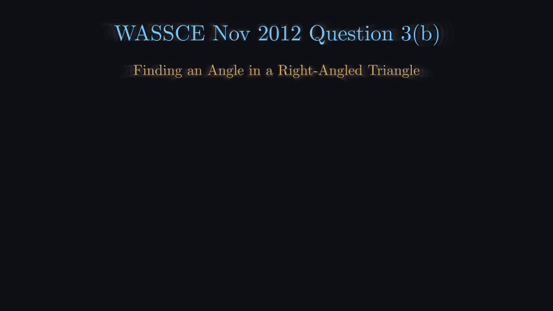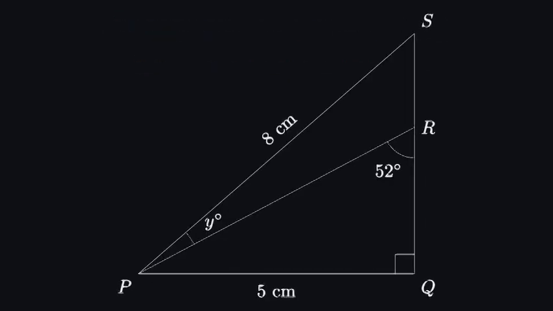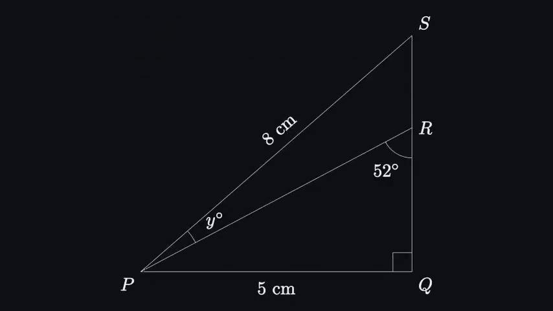Today, we are solving WASSCE November 2012 question 3b. We will use angle sum in a triangle and the cosine ratio to find the value of y. Study the diagram carefully. This prepares us for the next step.